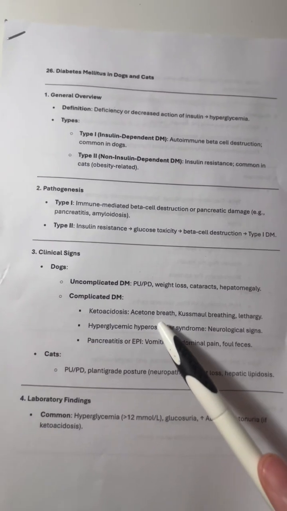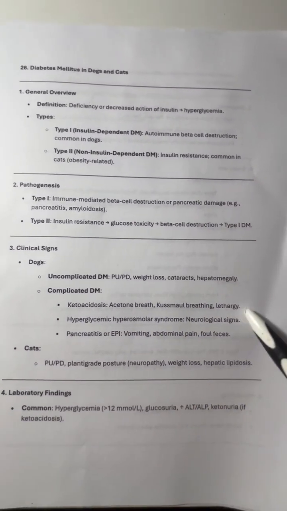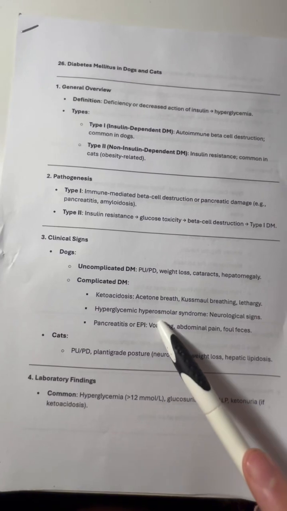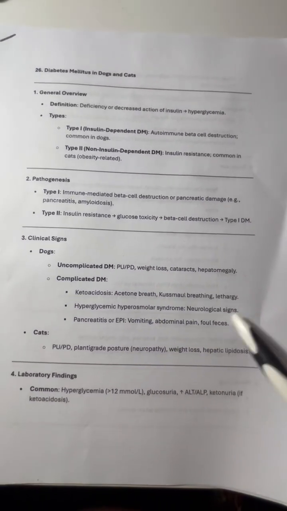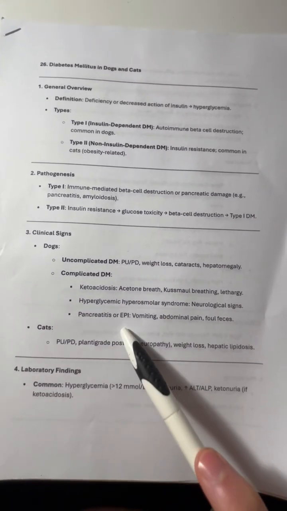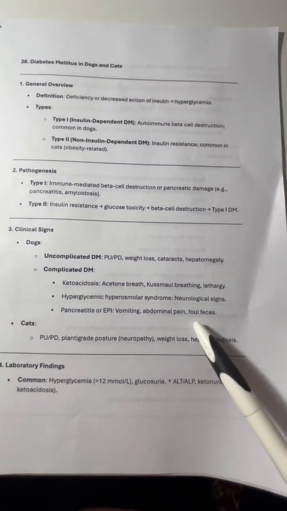Ketoacidosis, we can see acetone breath, Kussmaul breathing, and lethargy. Hyperglycemic hyperosmolar syndrome, we can see neurological signs. And in pancreatitis or EPI, we can see vomiting, abdominal pain, and foul feces.